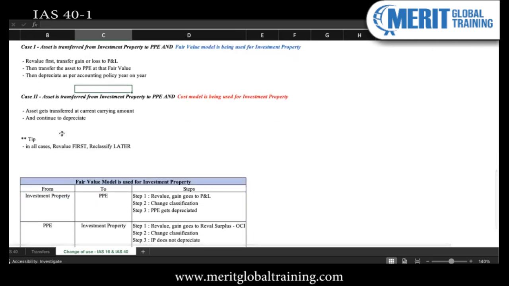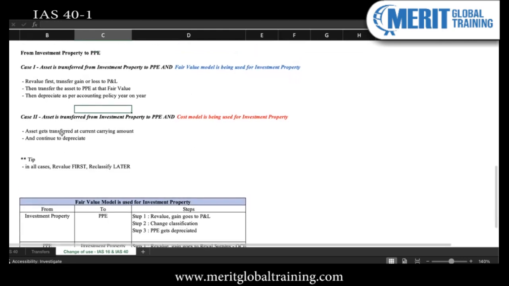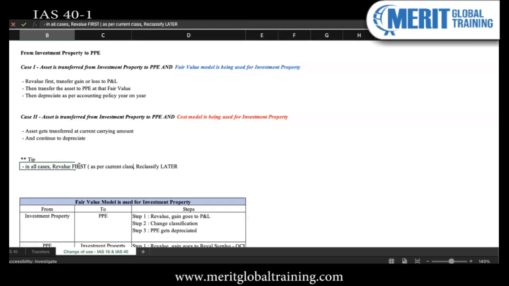Okay, case 2 is asset is transferred from investment property to PPE and cost model is being used. You have to do absolutely nothing. Asset gets transferred at the current carrying amount and you continue to depreciate the asset. The rule is revalue first as per the old classification. Revalue first as per current classification. Then reclassify later. This is a tip that you will keep in mind for all.